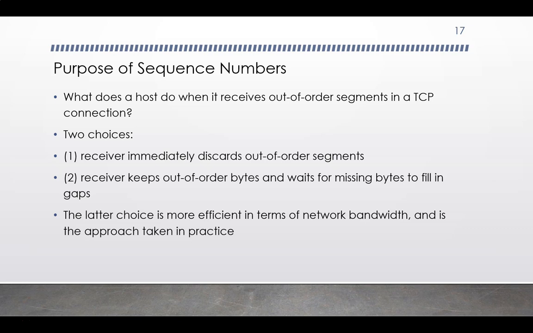The receiver immediately discards out-of-order segments. The receiver, alternatively, could keep out-of-order bytes and wait for missing bytes to fill in the gap. Well, I know I'm expecting 3. I got number 4. Let me just put it over here on the side, and I'll wait for number 3. Then when I get 3, I can pass both 3 and 4 to the application. So the latter choice is more efficient in terms of network bandwidth, and this is the approach taken in practice.